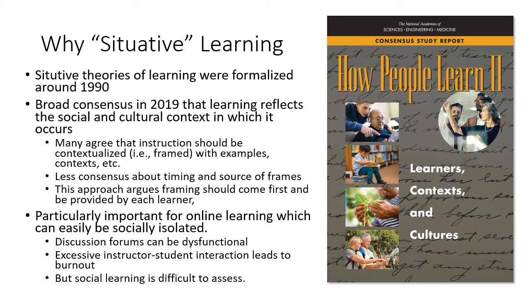HPL2 really emphasized in the very title of it the role of learners, contexts, and cultures, that context and culture really was more important. So there was broad consensus among the experts brought together that context and cultures matter a lot. However, within that volume, it was clear that there was less consensus about how context and culture should be taken into account. So there was another consensus report that came out around 2011 that said, particularly for so-called 21st century skills, that most instruction should be framed with examples, context, illustrations. But there's really not a lot of consensus about how that framing should be carried out.